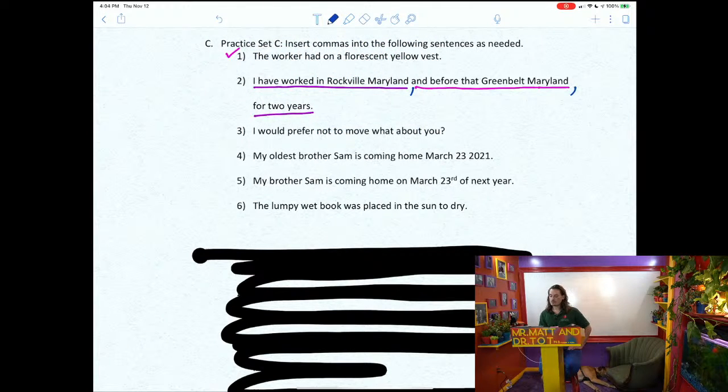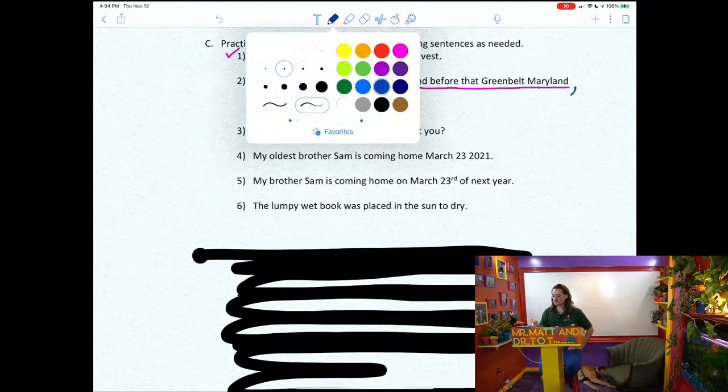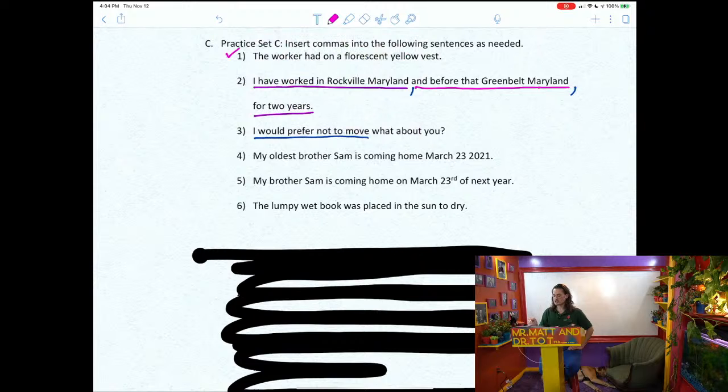Number three, I would prefer not to move. What about you? We have a statement, I would prefer not to move, separated from a question, what about you? So we need a comma between the statement and the question.